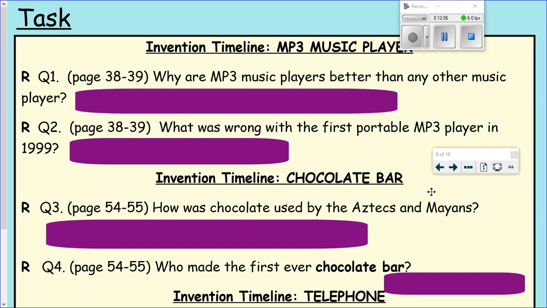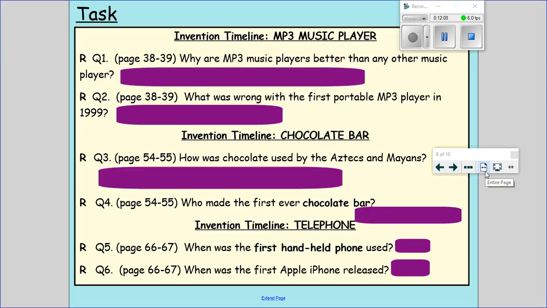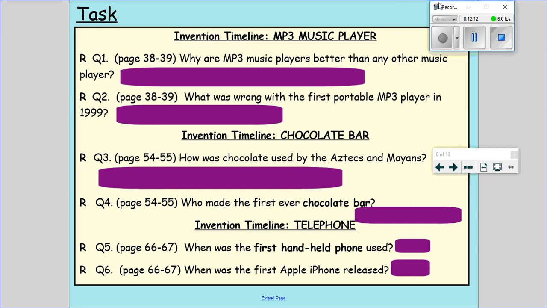Okay, I'm going to just zoom out a little bit. We are now going to read through the questions. I'll take you back to the page. But if you find it difficult to read, then press pause and you can always load the text up from the files on Teams. So question number 1. Why are MP3 music players better than any other music player? We know it's about the MP3 music players, so we're going to go back there.